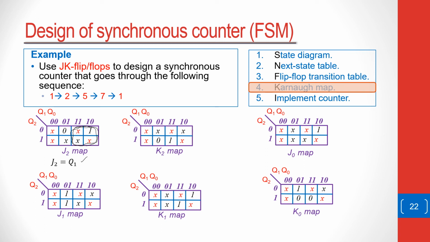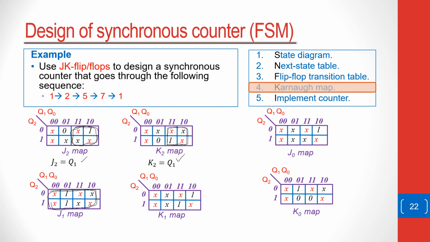In the next map, K2, we can make this group as the largest group. And we see that this is identical to J2, and K2 as well will become simply equal to Q1. And then the next map that we consider is J1, and we see that in fact here with J1 we can make the biggest group, which involves each and every entry here in the cell.